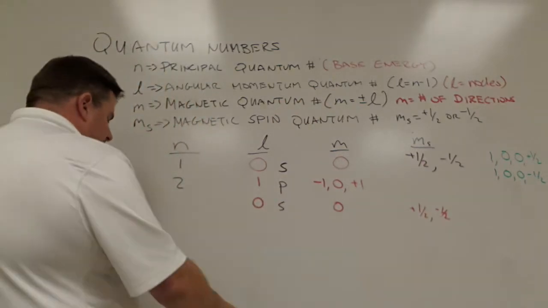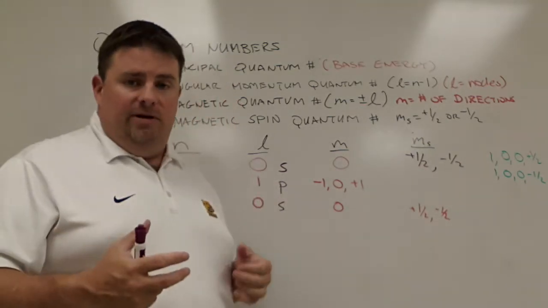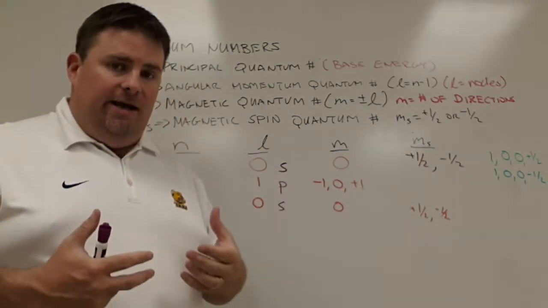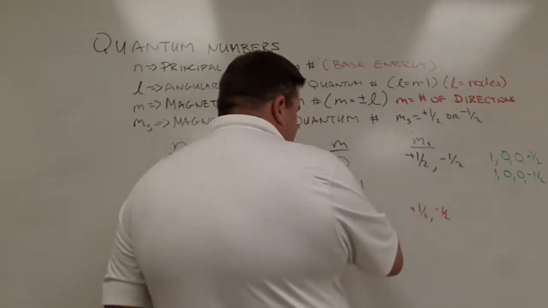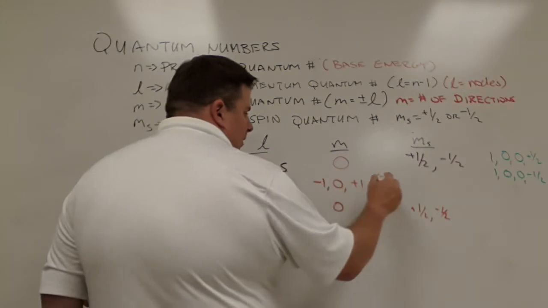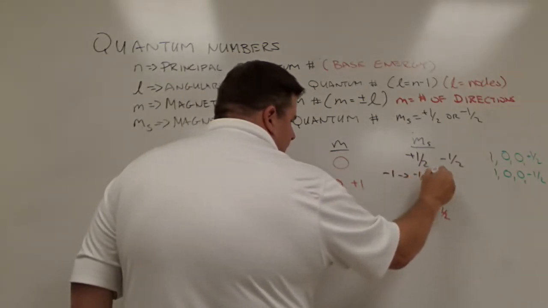Okay? Now, the important thing to know about this is that for my magnetic spin quantum numbers, each one of these M values is going to have 2 electrons. So the minus 1 has a minus 1/2 and a plus 1/2.